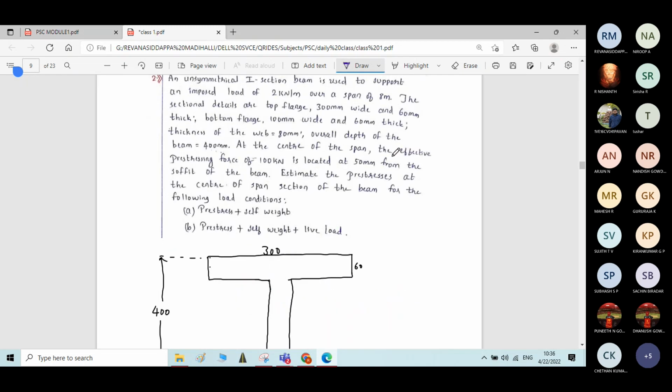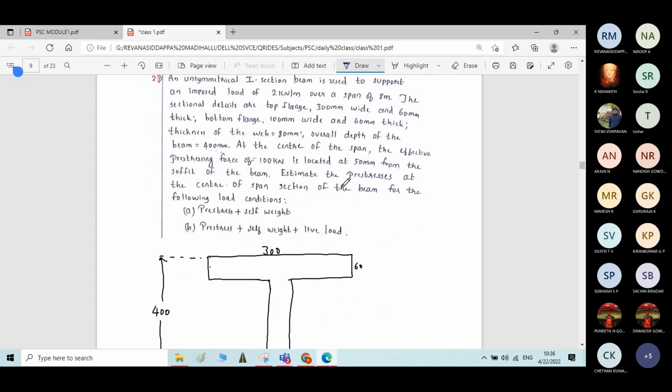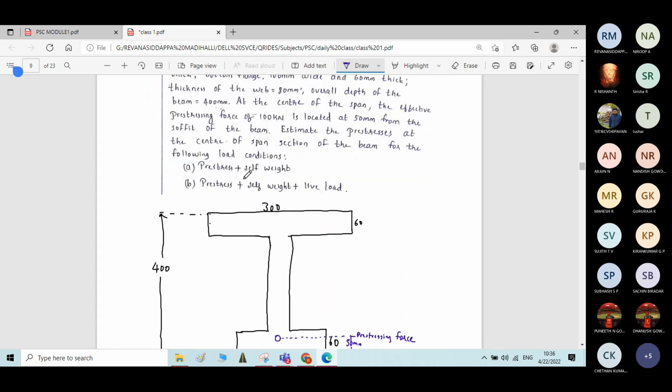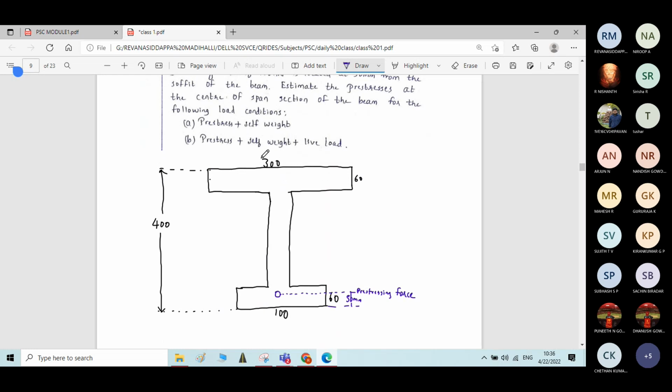The magnitude of the prestressing force is given as 100 kilonewton. Estimate the prestresses at the center of the span section of the beam for the following load conditions. First combination is prestress plus self weight. Second combination is prestress plus self weight plus live load.